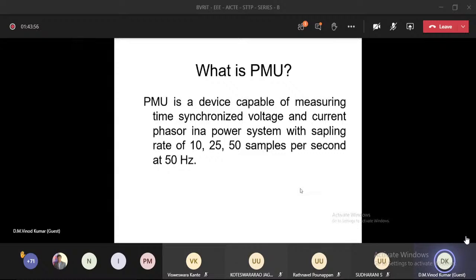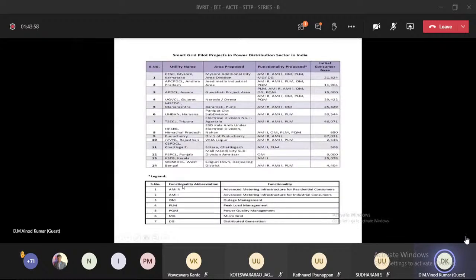These are certain 14 benchmark projects in India. If you see this in United Andhra Pradesh, what we are calling the GD Metal Industrial Area, they use AMIR, AMII, PLM, OM. AMIR is Advanced Metering Infrastructure for Residential Consumers, AMII is Advanced Metering Infrastructure for Industrial Consumers, OM is Outage Management, and PLM is Peak Load Management. That means the GD Metal people do these functions only. At 11,904 houses, they installed smart meters. That is the initial consumer base, and they will do AMIR.